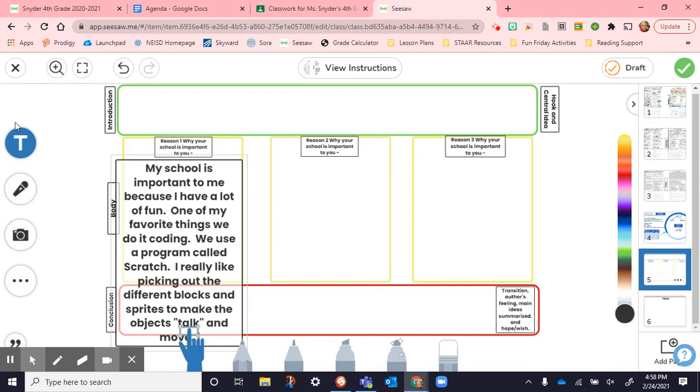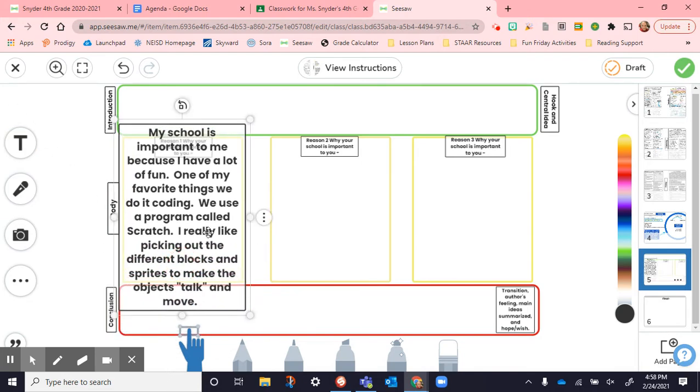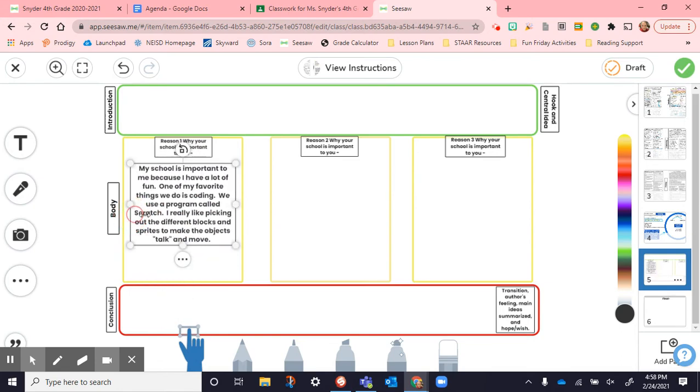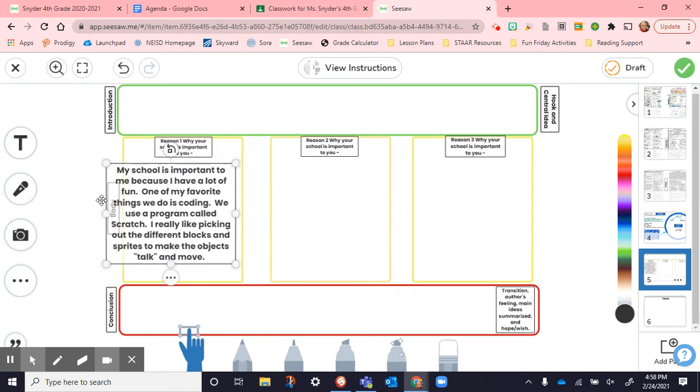All right, so my school is important to me because I have a lot of fun. One of my favorite things we do is coding. We use a program called Scratch. I really like picking out the different blocks and sprites to make the objects talk and move. So now, instead of listing, you've explained what it is that you're talking about.